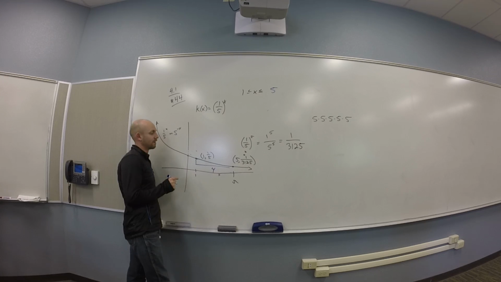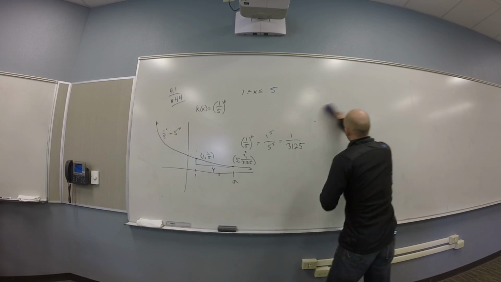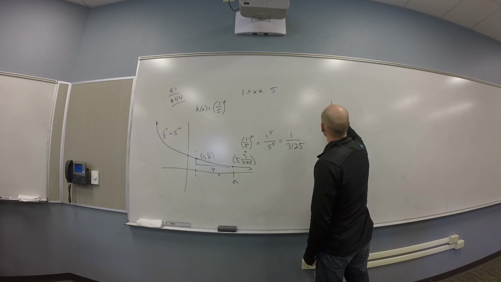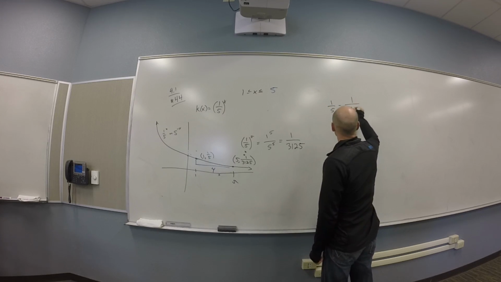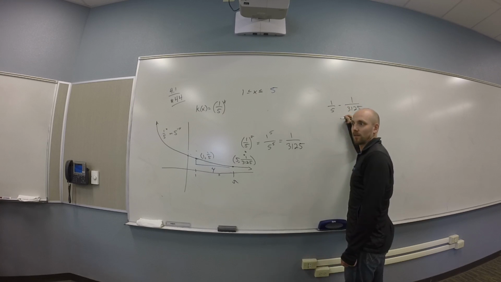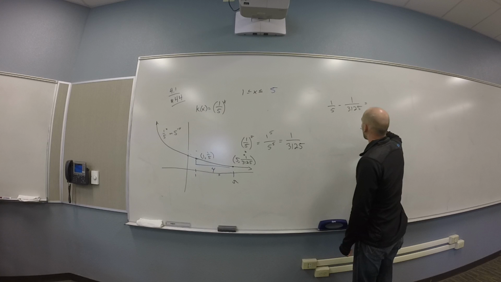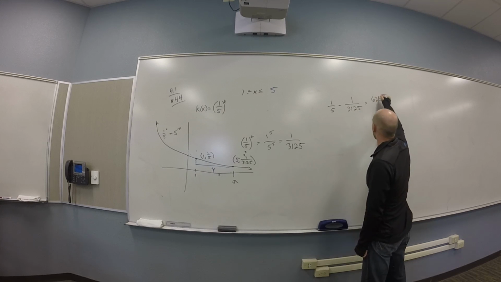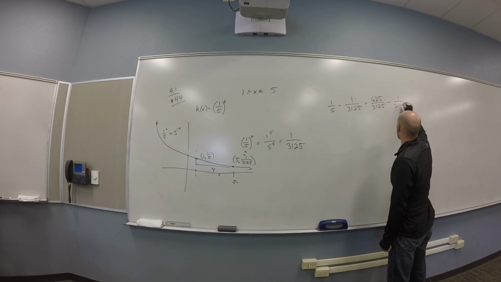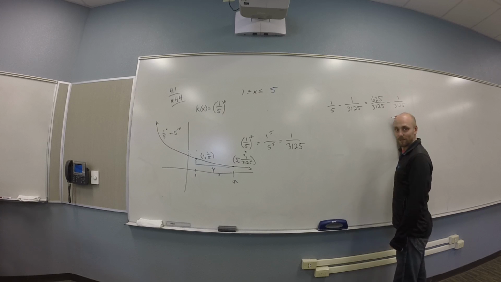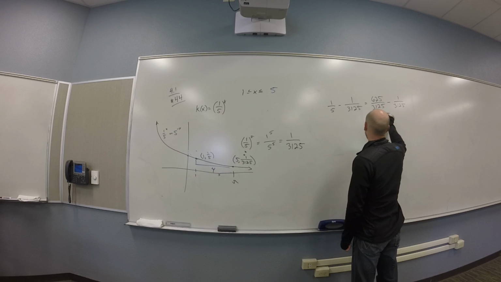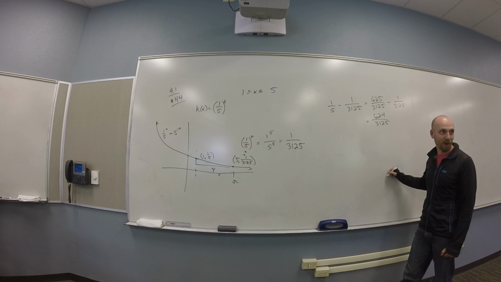You could write 1/5 in terms of 3,125. So we're trying to figure out what 1/5 minus 1 over 3,125 is, right? It's 625 over 3,125 minus 1 over 3,125. So it's 624 over 3,125, which is basically a fifth, right?